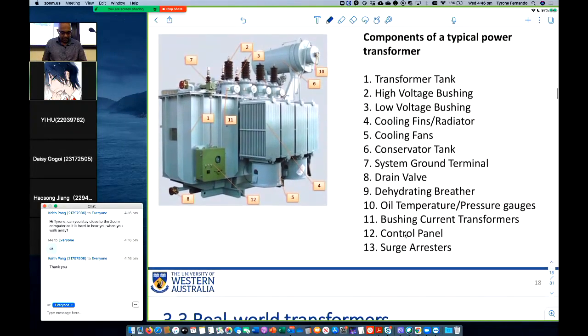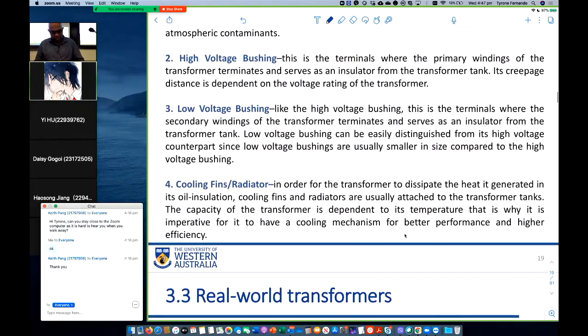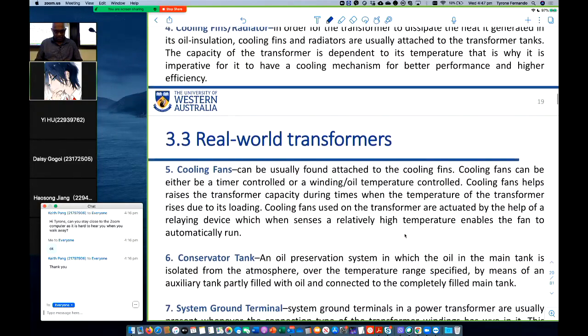Then there is the ground terminal, which is number 7. There is a drain valve, so you can drain and refill. And then there's a temperature sensor, pressure gauges, and surge arresters, etc., to protect the transformer from voltage surges and so on, right? Protect from lightning. So those descriptions are given here. You can go and read more about it there.